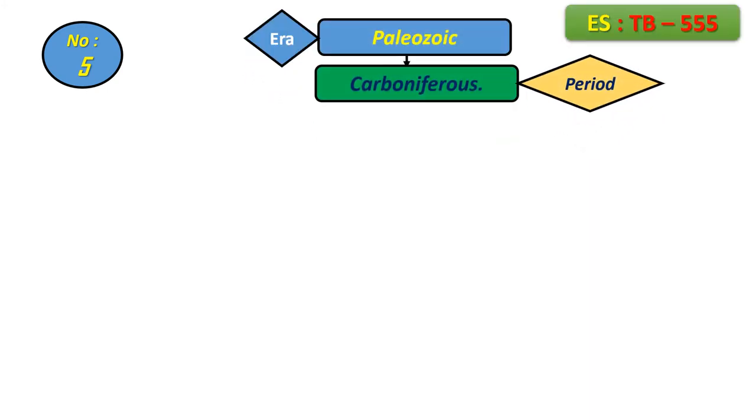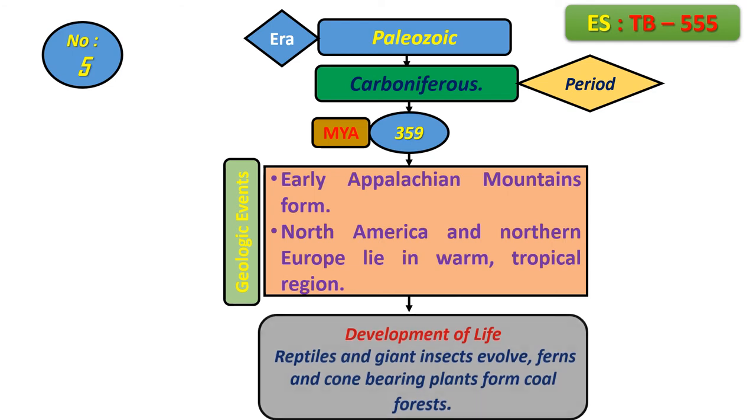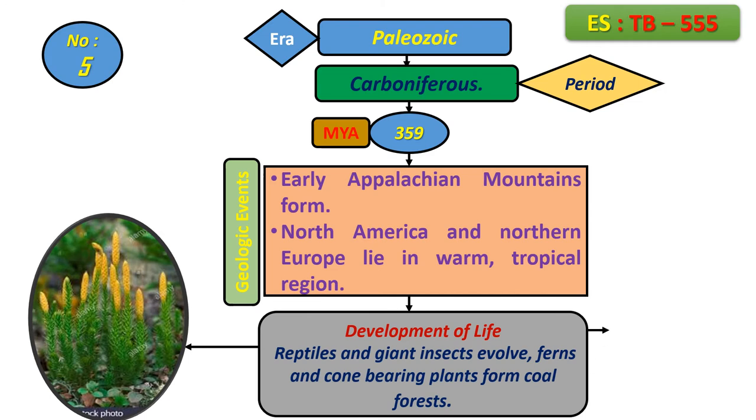The fifth period in the Paleozoic era is the Carboniferous period, around 359 million years ago. Main geologic events in the Carboniferous period: early Appalachian mountains form. North America and Northern Europe lie in a warm tropical region. Development of life: reptiles and giant insects evolve. Ferns and cone-bearing plants form coal forests. Look at the diagram. You can see the club moss.